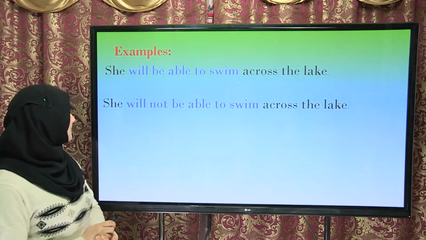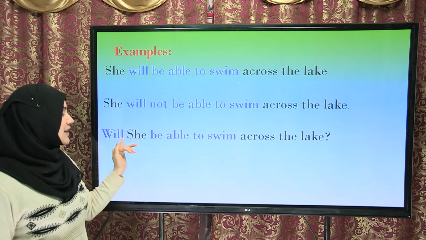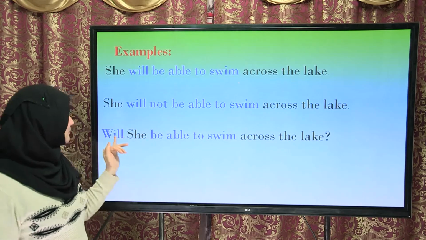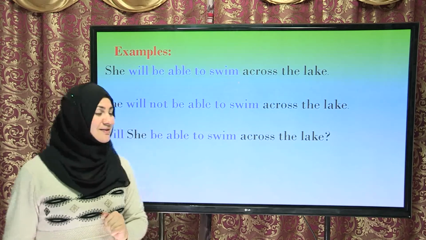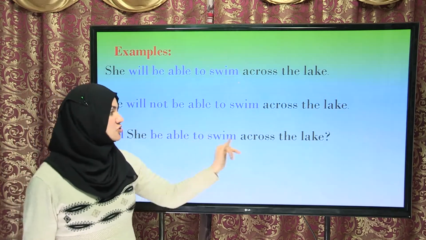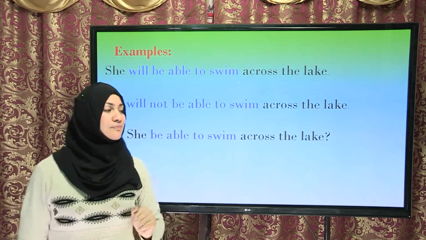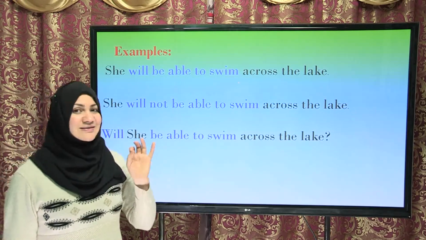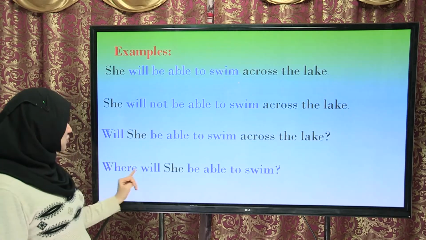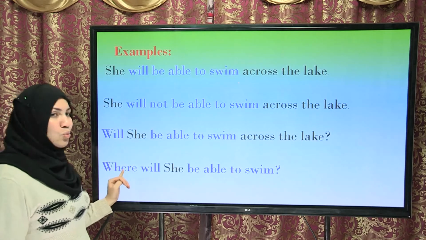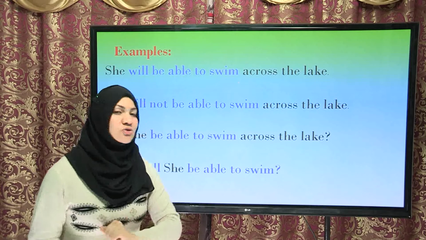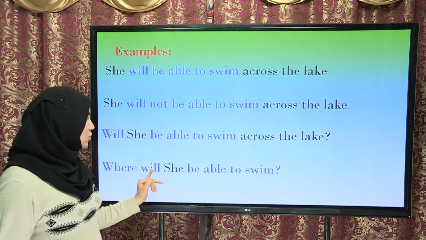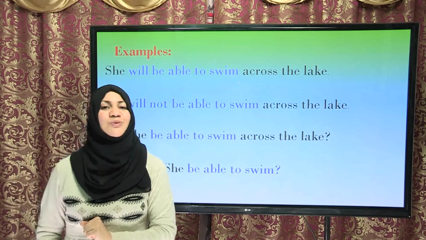The same thing. Third, a yes and no question here. Will she be able to swim across the lake? We have the last example with a WH question. Where will she be able to swim?